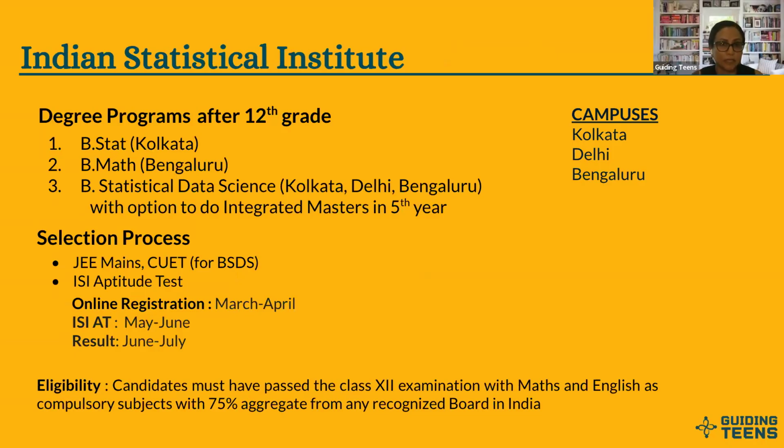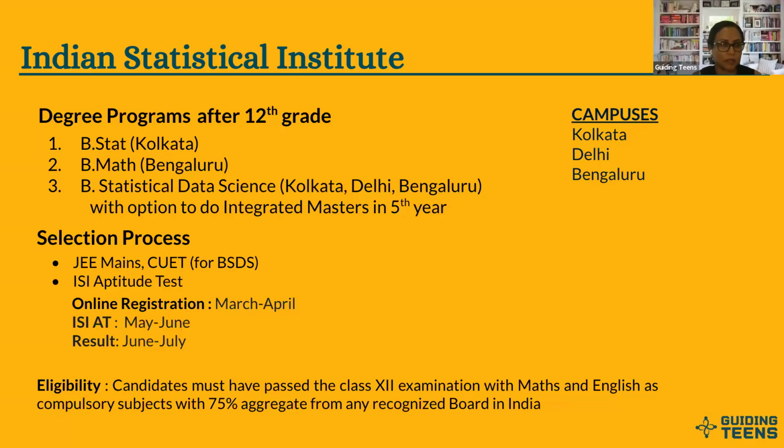Then you have the Indian Statistical Institute. There are three campuses offering undergraduate programs. So they have BSc Statistics, BSc Math, and these are in Kolkata and Bangalore, and a newer one, BSc Statistical Data Science, which is offered in these three branches. That one also has an option to do an integrated master's in the fifth year.